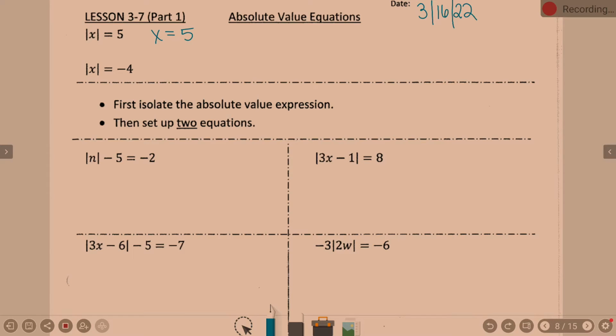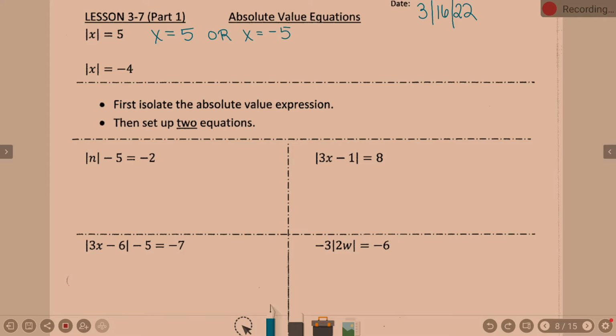Now, the idea here is, if the absolute value of x equals 5, well, if you go right on the number line, 5 is 5 from 0, yes? Sorry, I have to think backwards here. So 5 is 5 from 0. What's 5 from 0 the other way? Negative 5. So we actually have two answers when we talk about absolute value. x can equal 5, or x can equal negative 5.